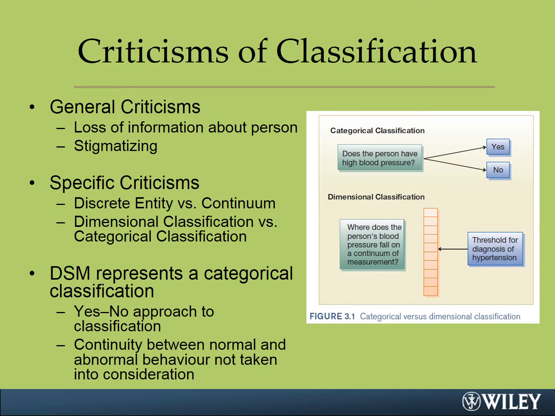Criticisms of classification. General criticism: loss of information about the person; stigmatizing. Specific criticisms: discrete entity versus continuum. Dimensional classification versus categorical classification. The DSM represents a categorical classification, a yes-no approach to classification; continuity between normal and abnormal behavior is not taken into consideration.